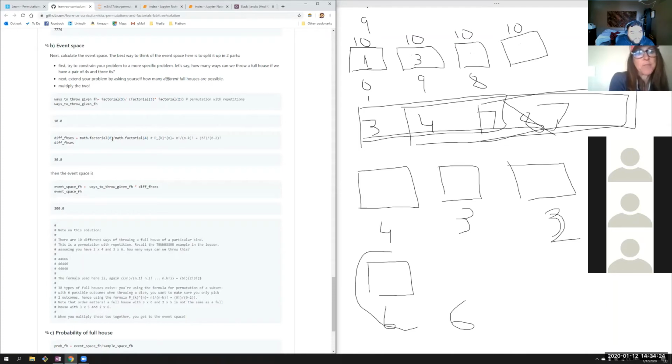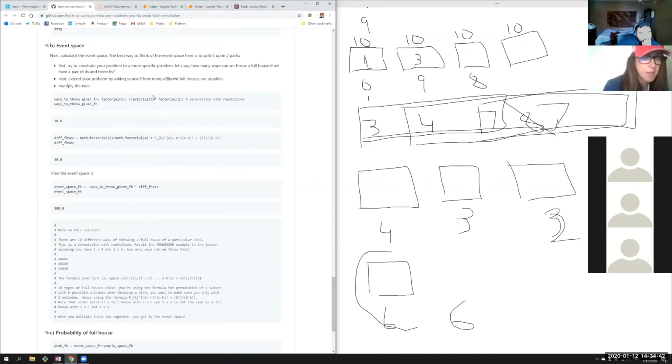And there are 5 total dice, so there's your factorial 5. And the factorial 3 is 3 of a kind and 2 of a kind in your full house, because you have to throw 3 of a kind and 2 of a kind for a full house. So there's your 3 and 2.